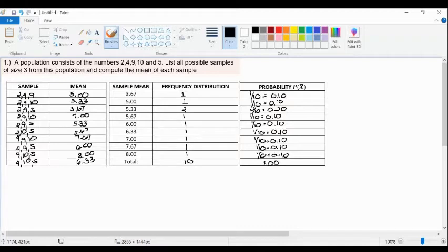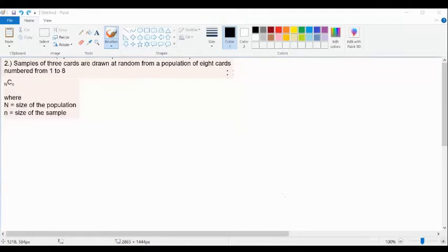So observe that the sample means are less than or greater than the mean of the population. The difference between the sample mean and the population mean is called the sampling error. So it is the error due to sampling. Let's proceed to example number 2. Samples of 3 cards are drawn at random from a population of 8 cards numbered from 1 to 8.